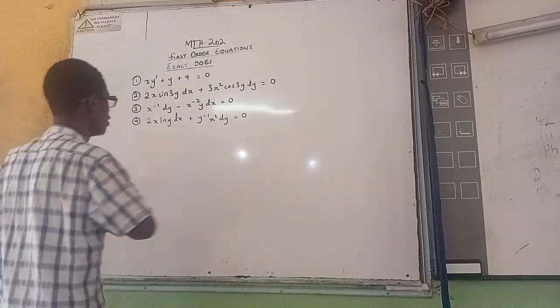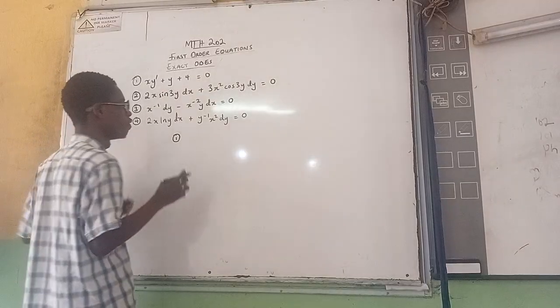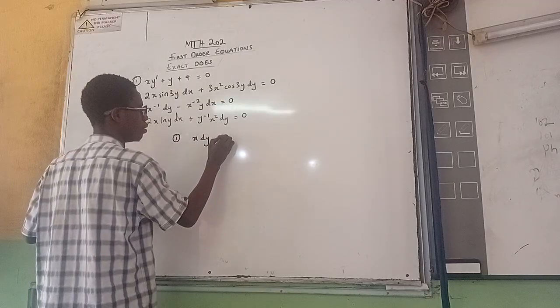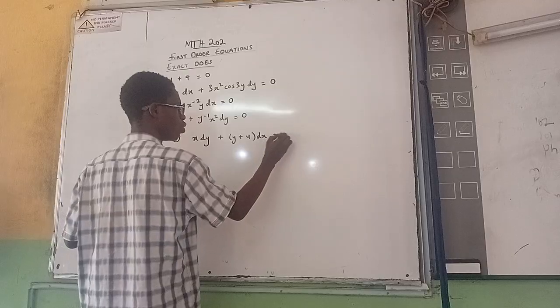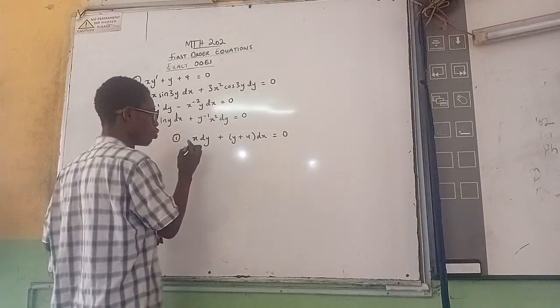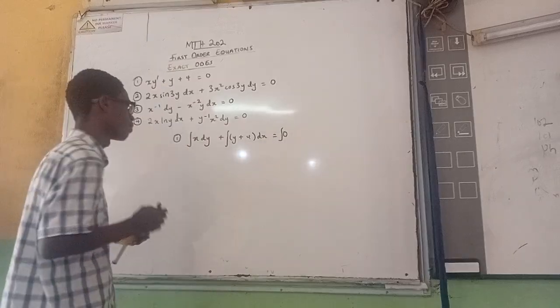So we are integrating question number one. I will write it in the form of M dx plus N dy. So we are going to have something like x dy plus (y plus 4) dx equals 0. I hope you understand how I got this. I have explained this before. So we are going to integrate across to get our answer.